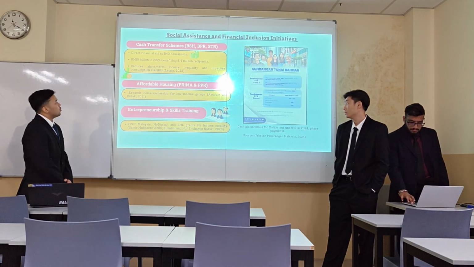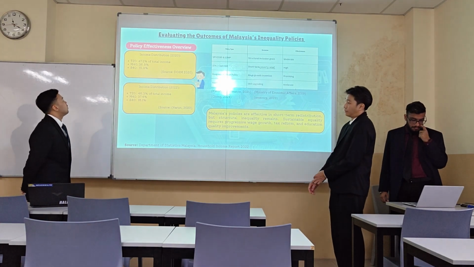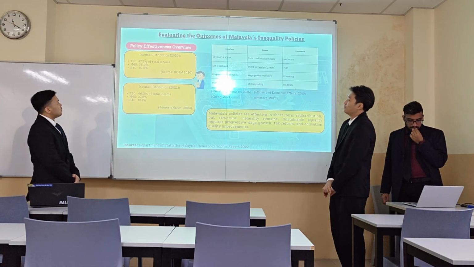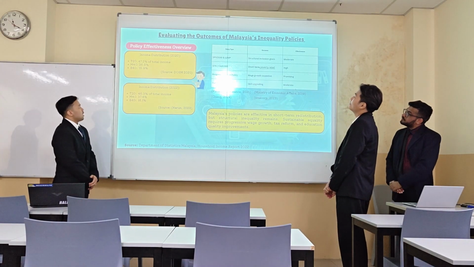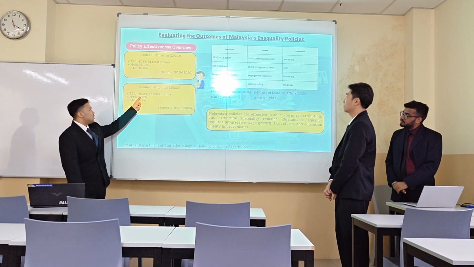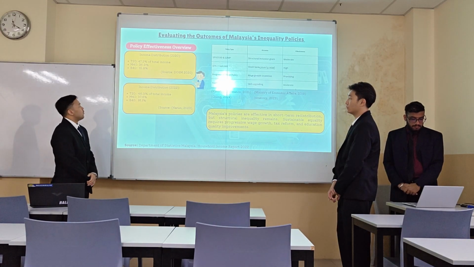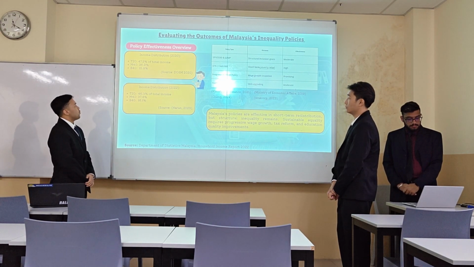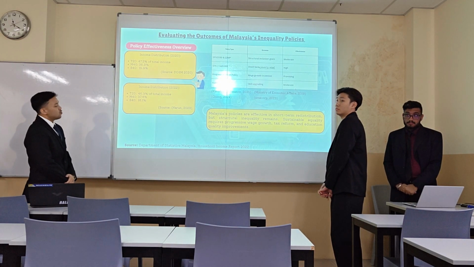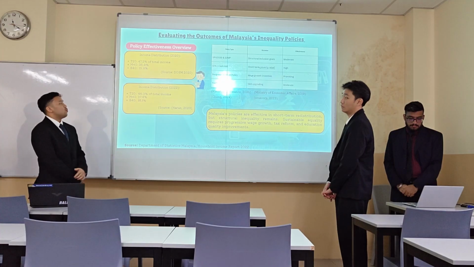Next, the effectiveness and outcomes of Malaysia's inequality policies. First, the income distribution: in 2020, the T20 held 47.2% of total income, and in 2022, it reduced to 46.3% of total income. For M40, it increased from 36.9% to 37.6%, and most important is the B40, from 15.9% to 16.1%.